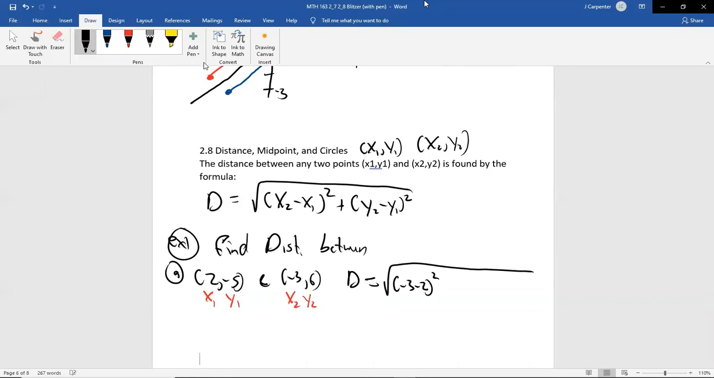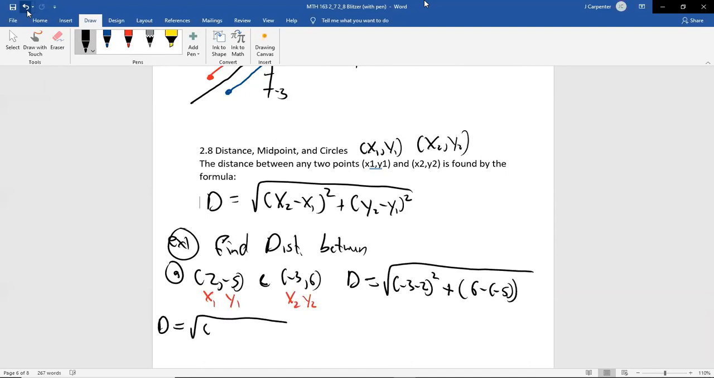Watch your signs, squared. And a plus. Be careful. The insides are minuses. The thing between them is a plus. A lot of people accidentally make that a minus here. That's not. And then y2 minus y1, that's 6 minus, be careful, negative 5. Double negative scenario there. So that distance is big old square root of.